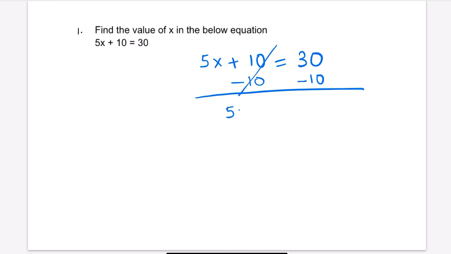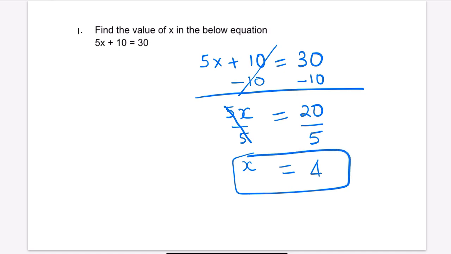So you're left with 5 times x on the left side is equal to 30 minus 10, which is 20 on the right side. And again, we have to separate 5 and x here. So in order for us to do that, let's divide both sides by 5. 5 over 5 is 1 on the left side. 1 times x is x. We are left with x on the left side is equal to 20 over 5 on the right side, which is 4. So x is 4 is the answer for this question.